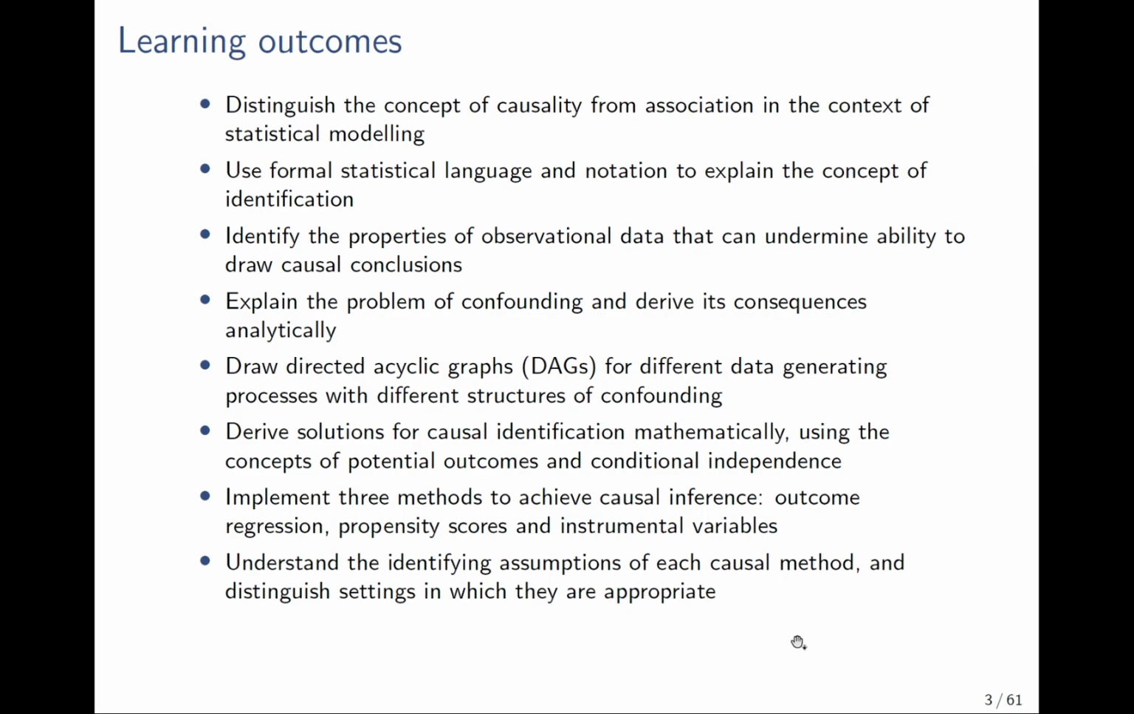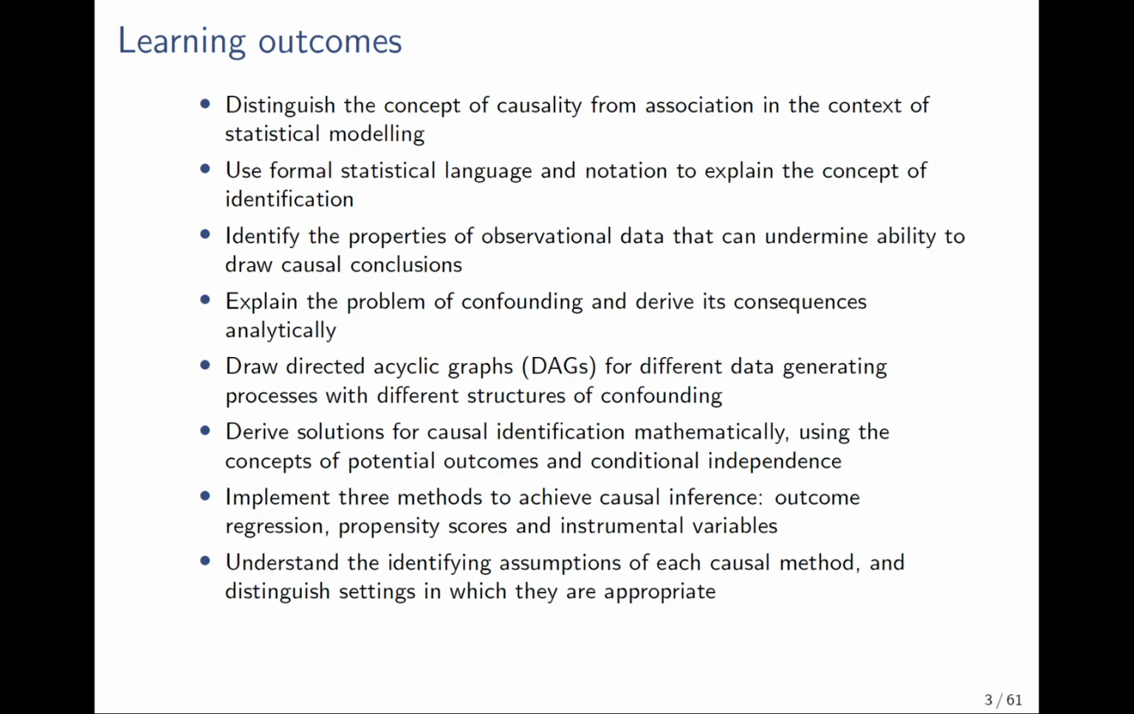I want you to be able to identify the properties of observational data that undermine our ability to draw causal conclusions. That is, to make cause-effect inference from data. I want you to be able to explain the problem of confounding and derive its consequences analytically. I'm going to introduce a graphical representation of causality known as a directed acyclic graph. I want you to be able to draw these graphs for different data generating processes with different structures of confounding.